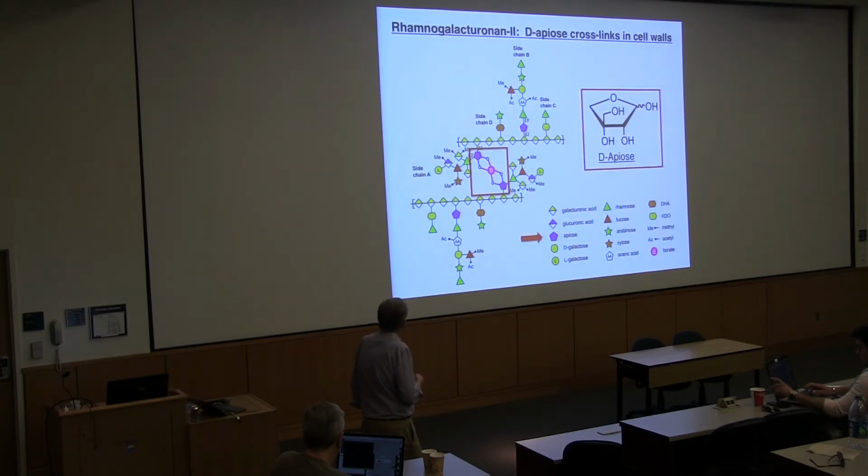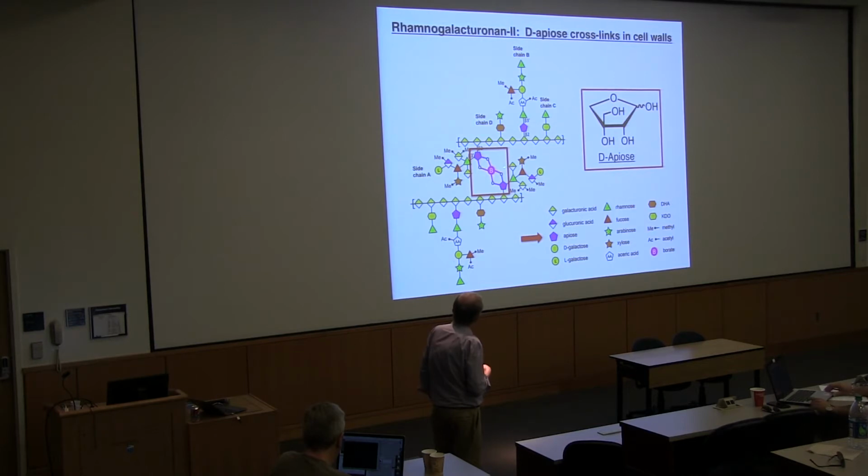Okay, what the hell is D-apiose? D-apiose turns out to be a component of rhamnogalacturonan 2, which is one of the plant cell wall polysaccharides. And it turns out, here's apiose. It turns out that rhamnogalacturonan 2 strands are linked to one another by boronate esters. And those boronate esters involve the vicinal hydroxyl groups of apiose.